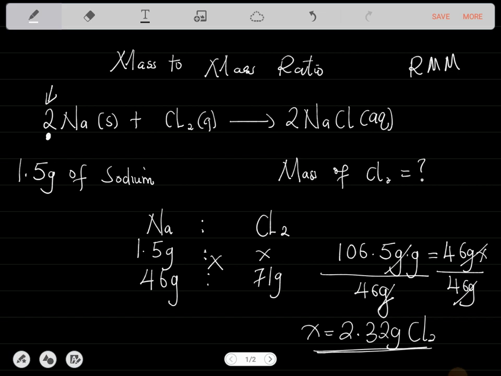So this is how we use mass to mass ratio, in case someone didn't explain it to you properly, but now I know you know.